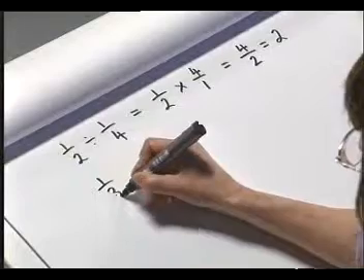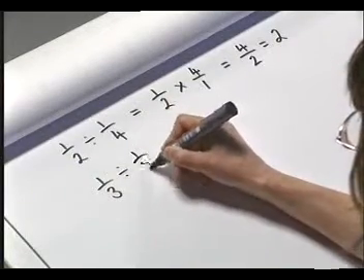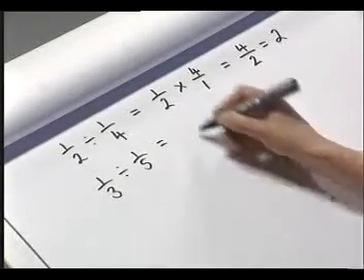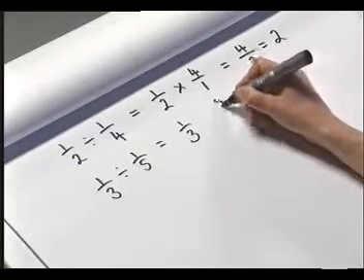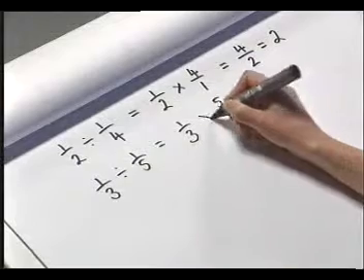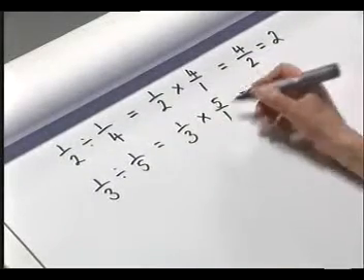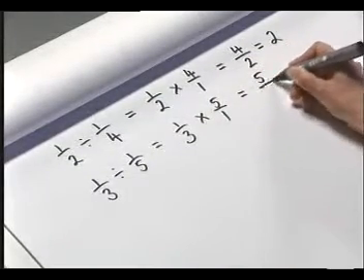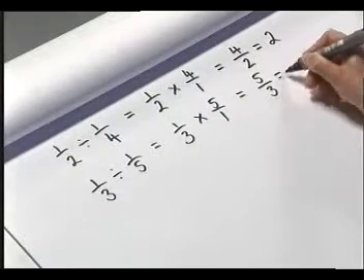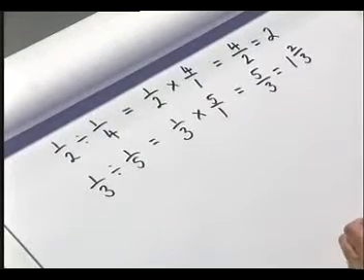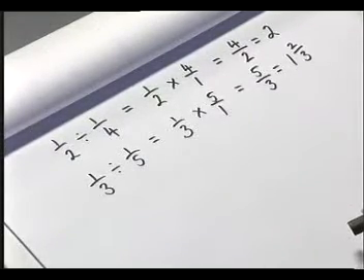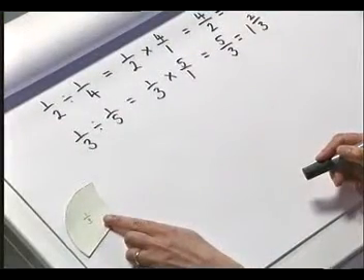A third divided by a fifth this time. So we've got a third, and we take the divisor, we turn it upside down, and we multiply. So we end up with 5/3, or 1 2/3. So what we're saying is we've got a third. How many fifths fit into a third?